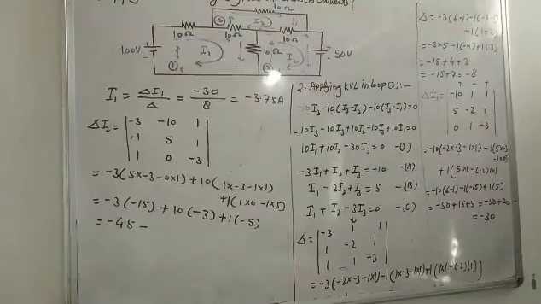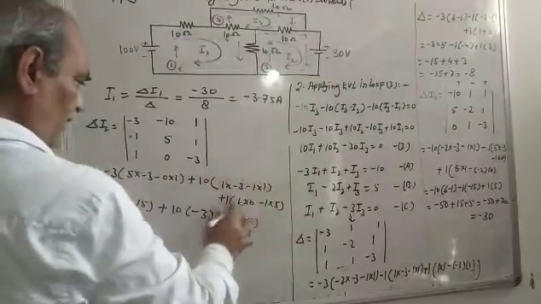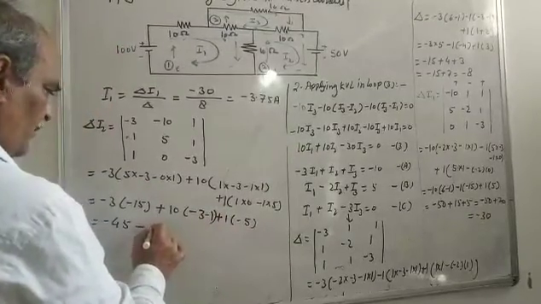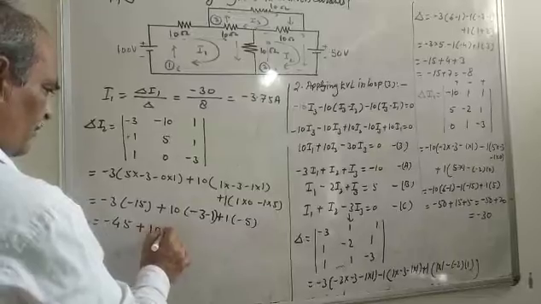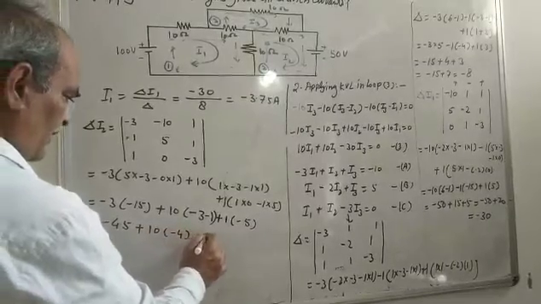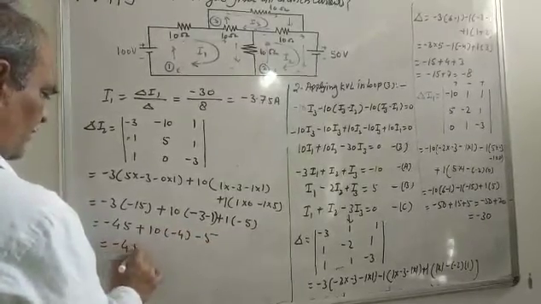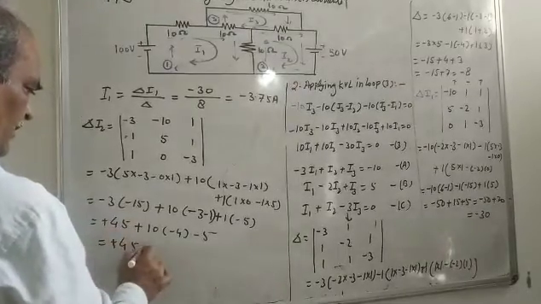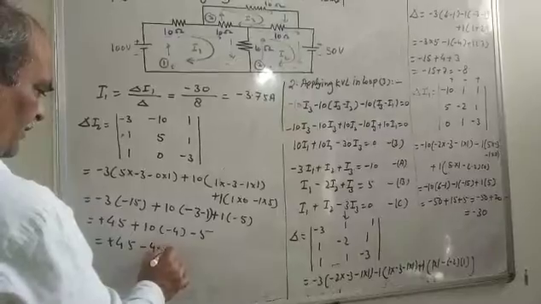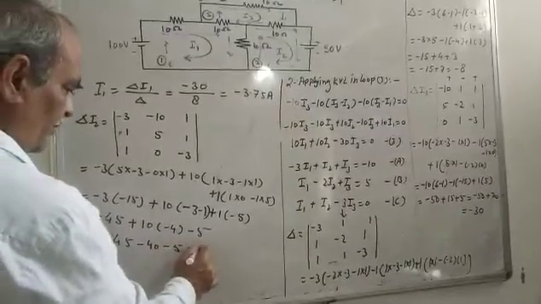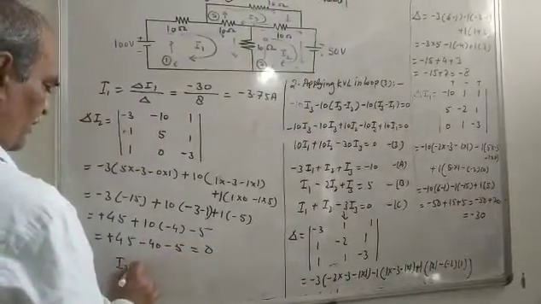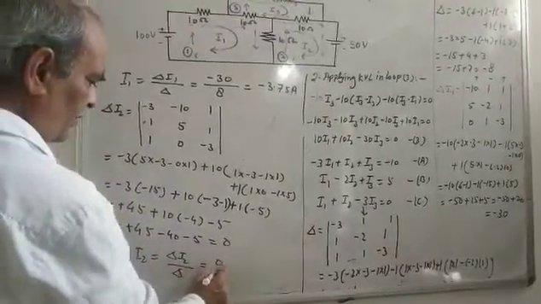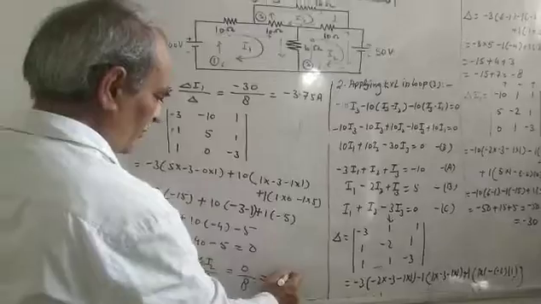minus 3 or -3 and -1. This is equal to -10 into -4 -5. This is equal to -45 minus plus -40 -5 is equal to 0. So I2 is equal to delta I2 by delta is equal to 0 by 8 is equal to 0.